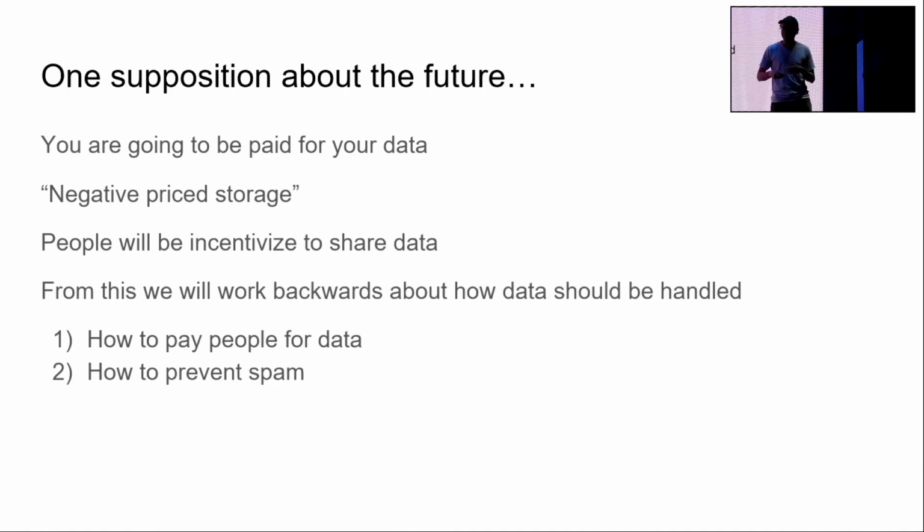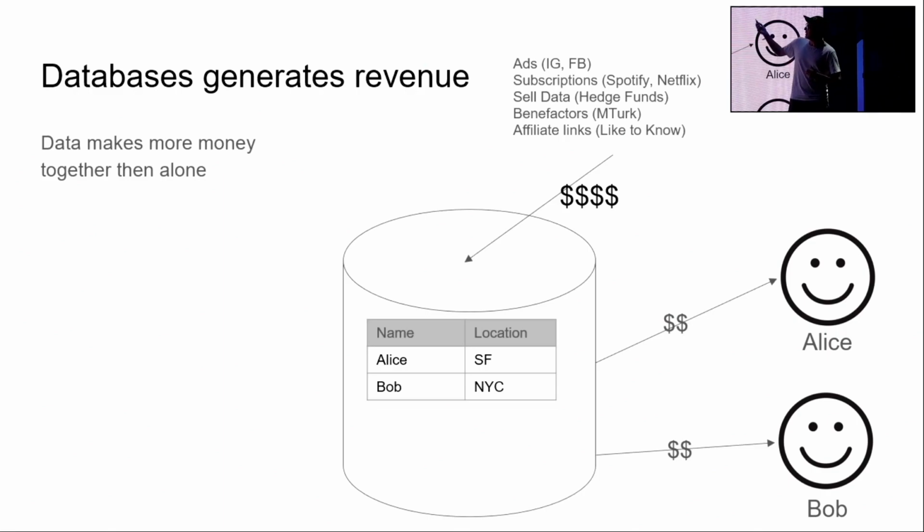So the first thing is, how do we pay people? And then the second big question that arises is, if you're getting paid for data, what prevents someone from just generating a lot of white noise and spamming the database, trying to earn money and Sybil attack it? So this is the basic overview of how it works initially without the spam.